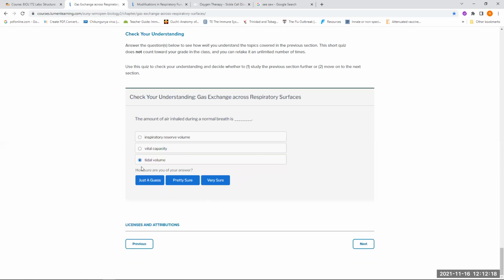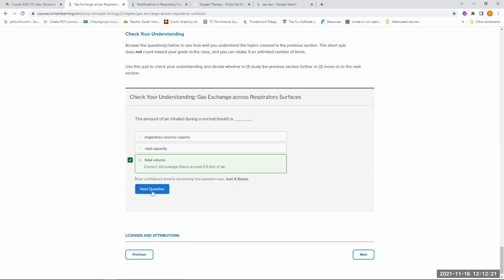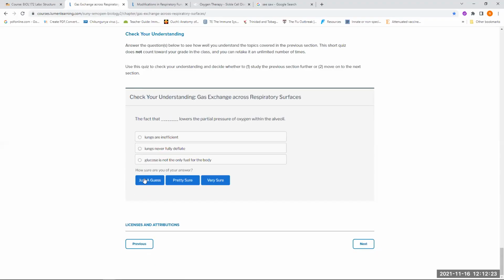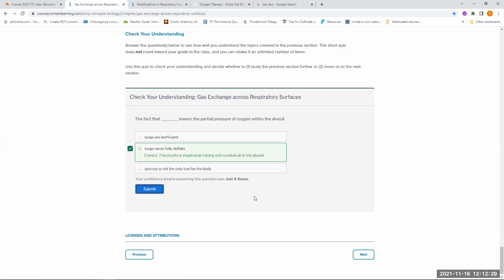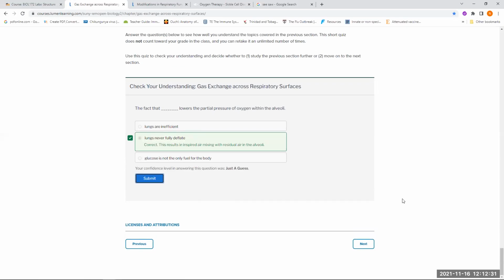These are definitions, of course. The fact that lungs never fully deflate. Right? Okay, so we'll stop here for today.